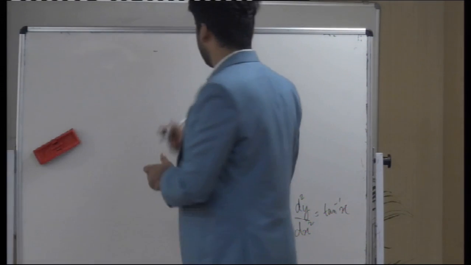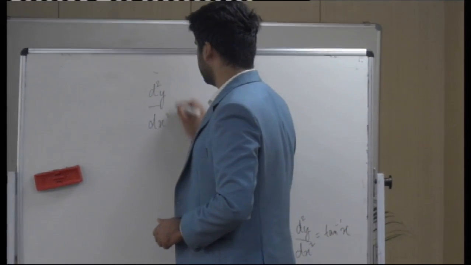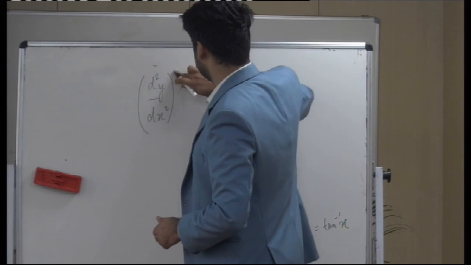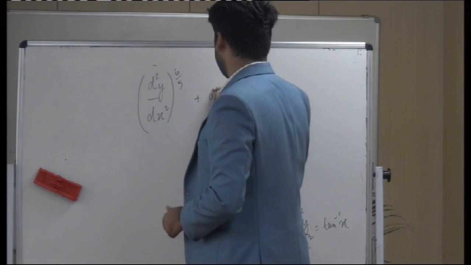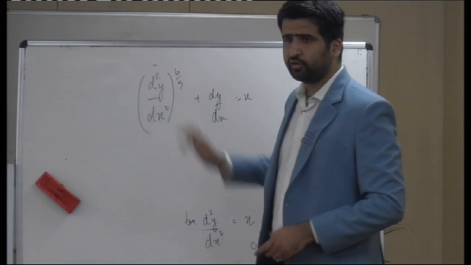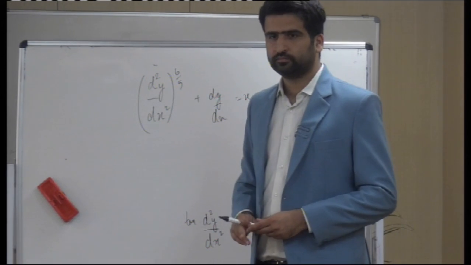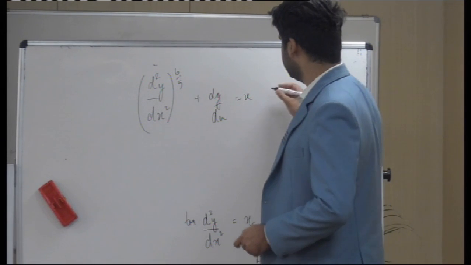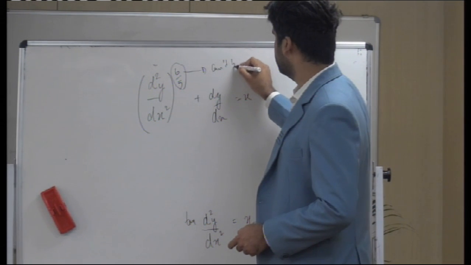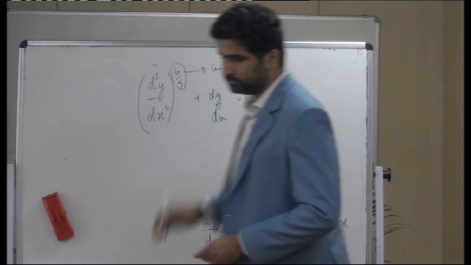Okay, can we have an equation like this? d2y upon dx2 to the power 3 by 5, or let's suppose 6 by 5, plus dy upon dx is equal to x. Is the degree for this equation defined? No, because the degree cannot be a fraction. Okay, so degree in this case is not applicable, because this can't be a fraction.